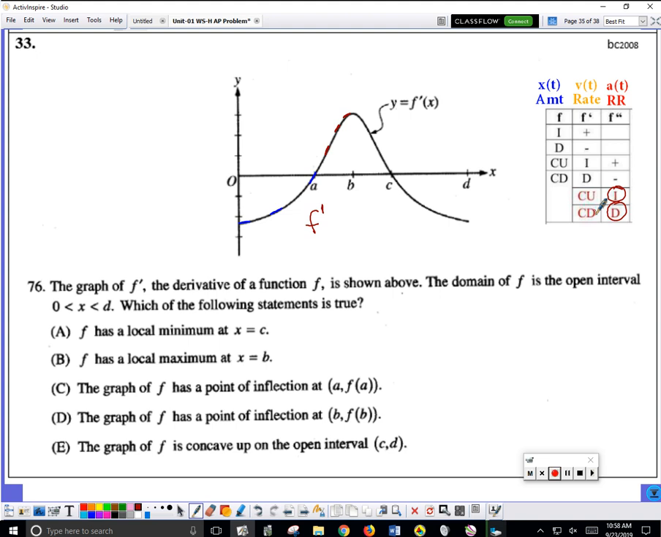f has a point of inflection at b. At b, f prime is changing from increase to decrease. There it is. That's where f will have a point of inflection. Questions?